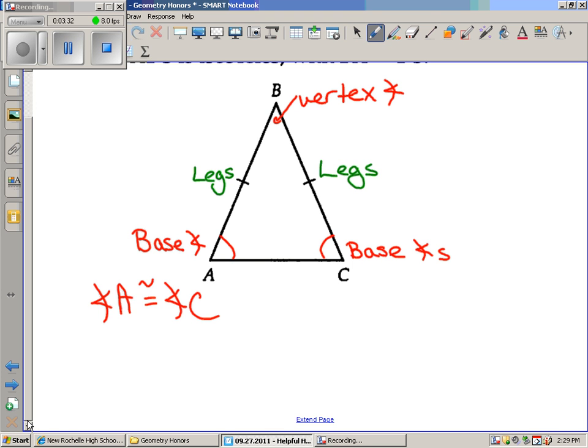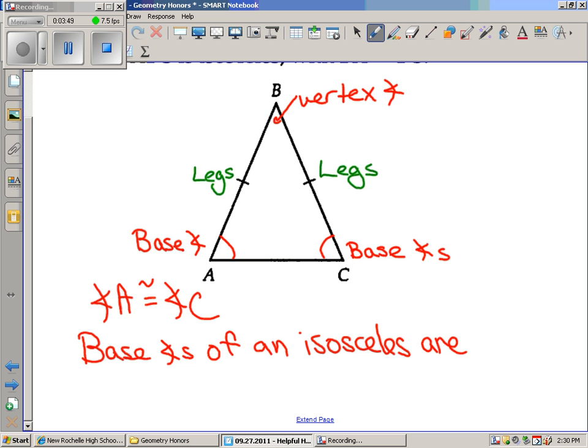And the reason that you could justify angle A being equal to angle C is that base angles of an isosceles triangle are congruent. Hannah, what's up?